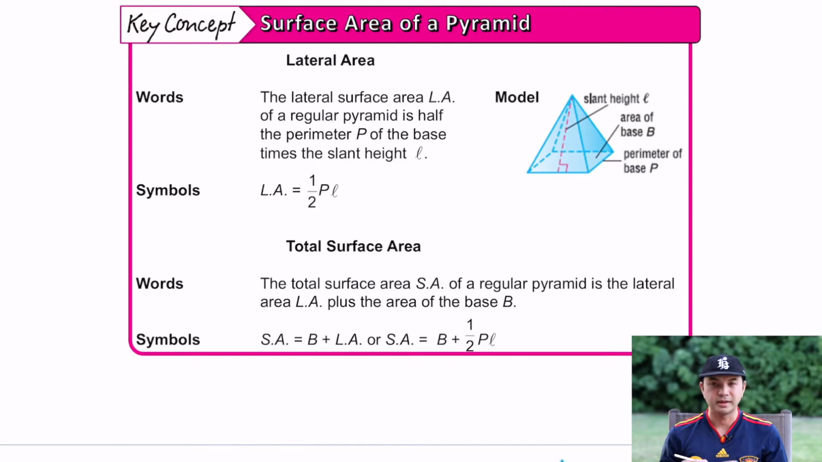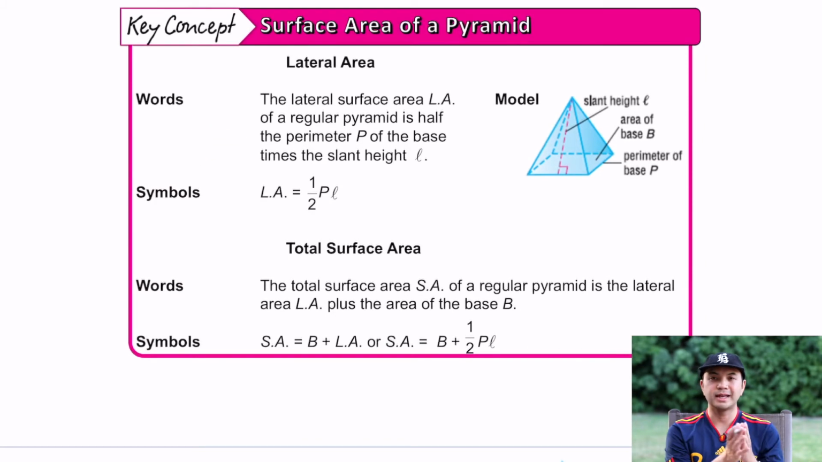All right, let's move on to some of this now. Here in the book, it gives you the definition of lateral area. The lateral surface area, LA, is half the perimeter of the base times the slant height. And we're going to use that for a square pyramid. So for the lateral area, that's not including the base. As you can see here, lateral area equals 1/2 times the perimeter times the L. That's not the length. L actually is the slant height.